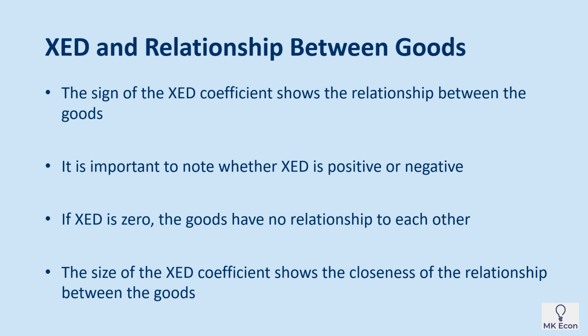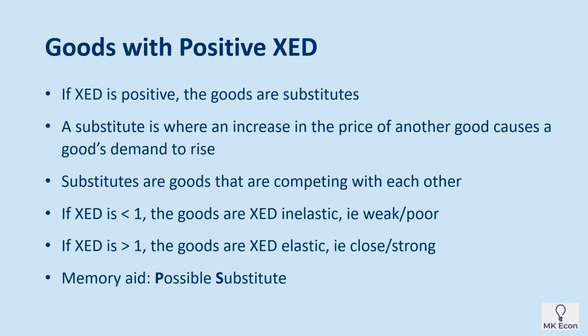Maybe it's chewing gum and Tipp-Ex. There's definitely no linking, no competition. And then the size of the coefficient also shows how close the two products are to each other. So let's take positive XED first. So if XED is positive, that tells you the goods are substitutes.